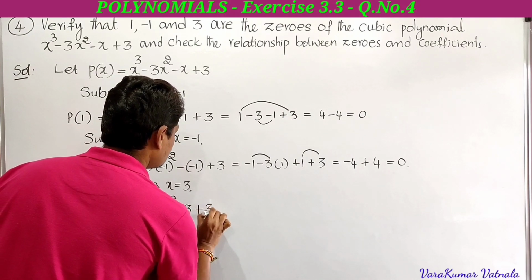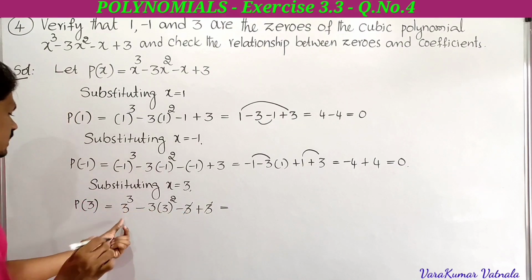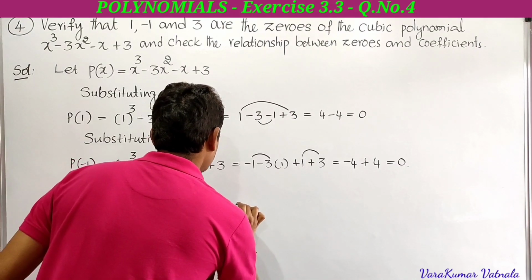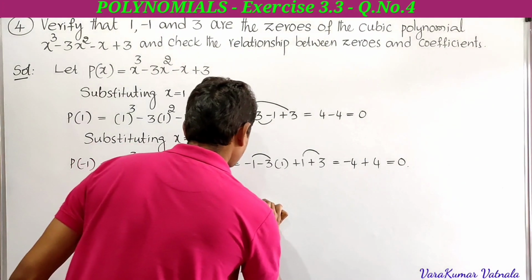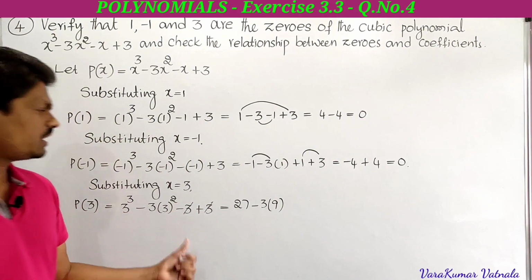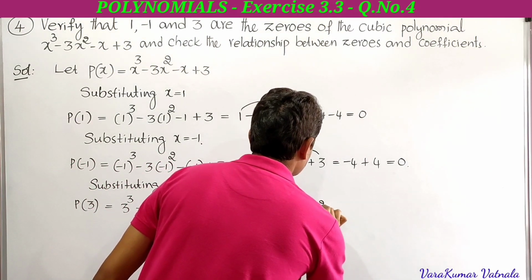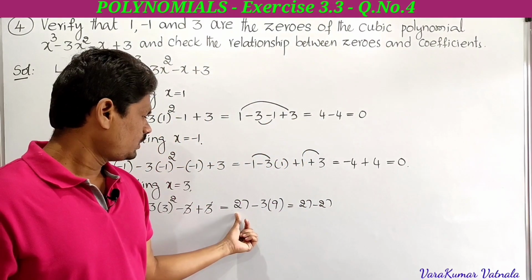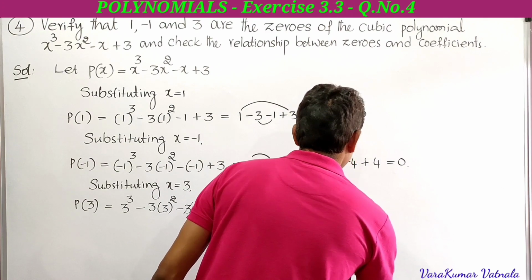So here plus 3 is there, is equal to, so here minus 3 plus 3 gets cancelled. 3 cube is 3 into 3 into 3, we can get 27 minus 3 into, here 3 square is 9. 3 square is 3 into 3, 9. So here 27, 3 into 9 is also 27. 27 minus 3 into 9 is also 27 is equal to 0.